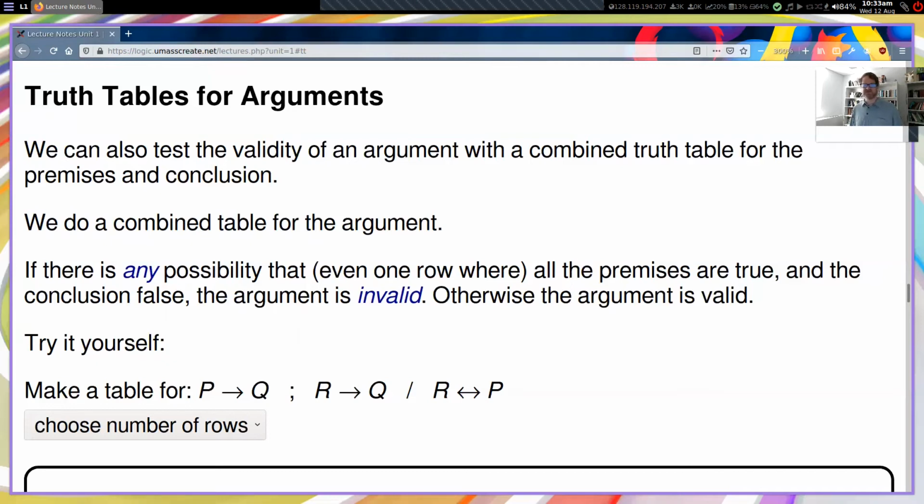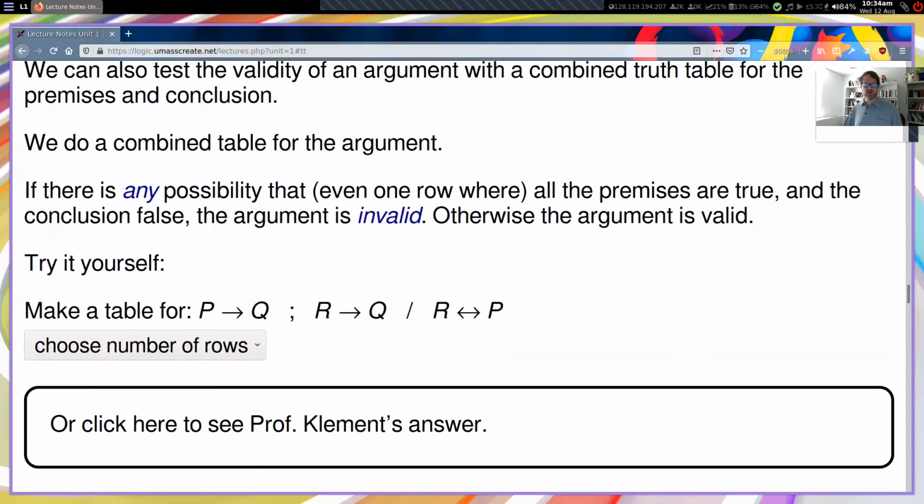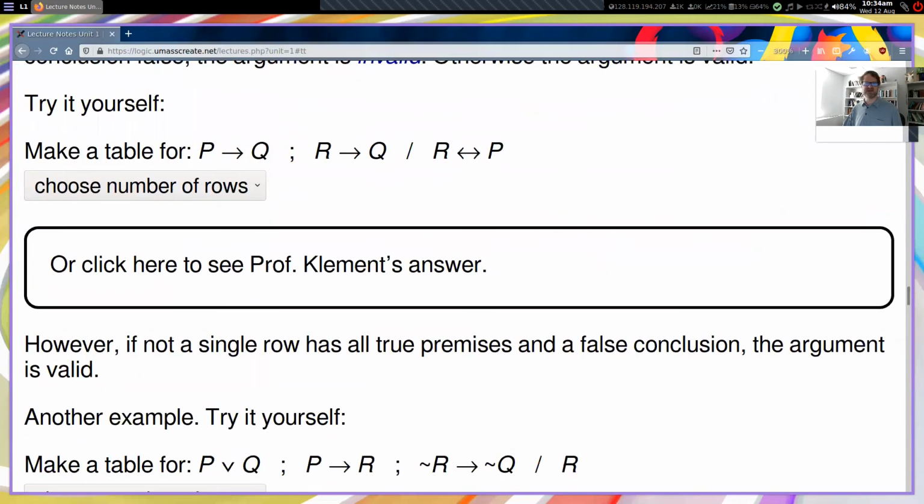And the way you do that is by doing a truth table for the entire argument. The way we write these when we do truth tables for them, we write them all horizontally in one line. We're going to separate each premise from each other with a semicolon. So this argument, P arrow Q, is the first premise. Semicolon just means I'm separating this premise from the next premise. That's not a logical symbol, it's just separating the one premise from the next. R arrow Q. Then the slash will separate the premises from the conclusion. The conclusion of this argument is R double arrow P. Now we're going to do a truth table for this.